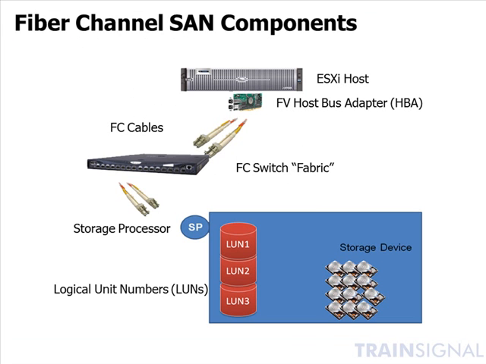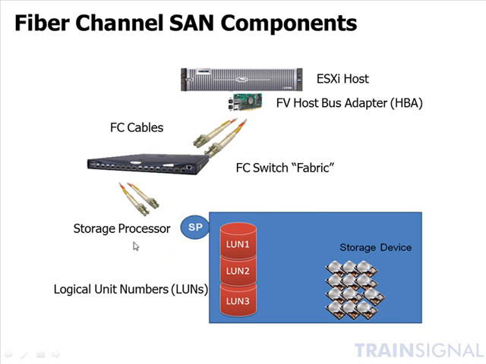Alright, so let's break down the components of a Fiber Channel SAN. At the very top here, you have your ESXi host, and then you have your Fiber Channel Host Bus Adapter, otherwise known as the HBA. The HBA will connect the ESXi host to the Fiber Channel switch, otherwise known as the fabric, using Fiber Channel cables. So that's important to note as well. Then from the switch, you again have Fiber Channel cables that connect you to your storage area network.